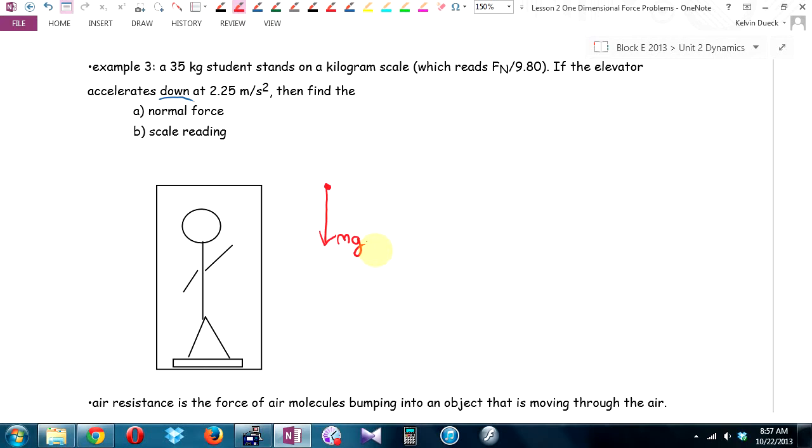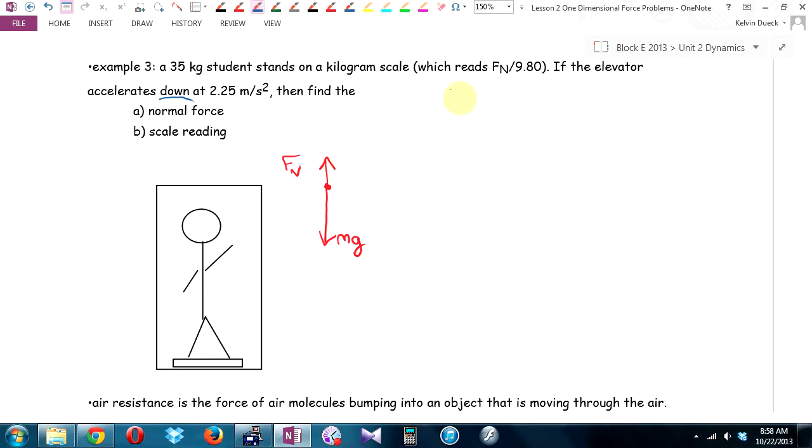Should I draw the normal force bigger, smaller, or the same? Which way is this person accelerating? Down, so I know down must be winning. So I'm going to draw the normal force smaller. Smaller. Who's winning?